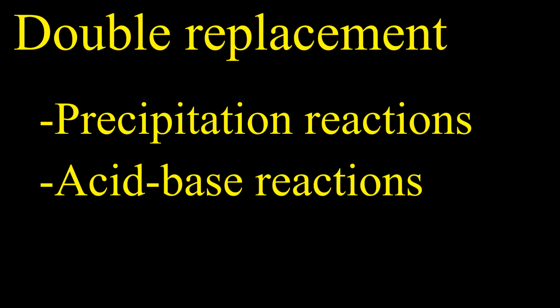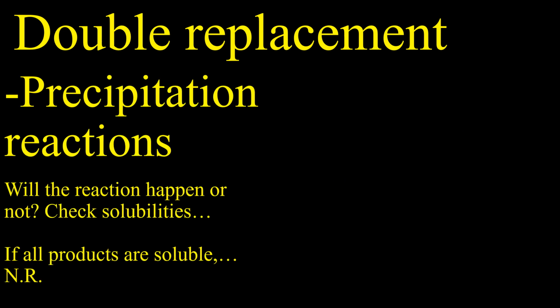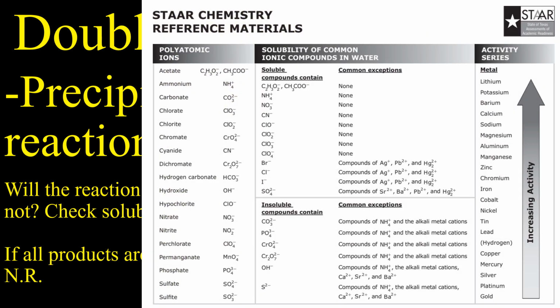Double replacement, we've already talked about. These can be precipitation reactions or acid reactions. First, we'll talk about precipitation reactions. We have to see whether the reaction will happen or not. In order to figure that out, we have to check solubilities. So we check solubilities using our STAR reference chart materials. We've got solubility tables right here.